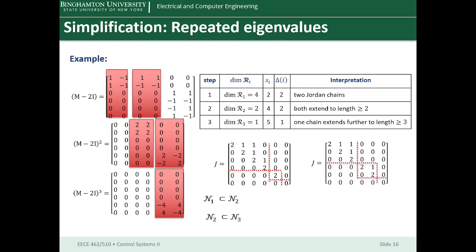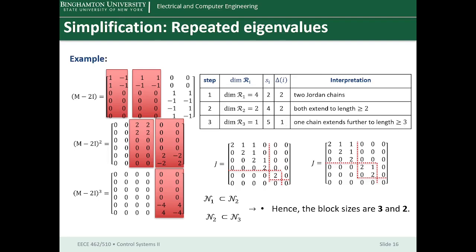And remember, the null space of the second power is contained in the null space of the third power. So the two eigenvectors and their first level generalized eigenvectors are already inside N3. But now there is one additional vector that lies in N3 but not in N2. That means one of the Jordan chains has length 3, while the other chain stops at length 2. See, at the third level, we have one more generalized eigenvector. We know both extended to length 2, and here we know one chain extends further to length 3.